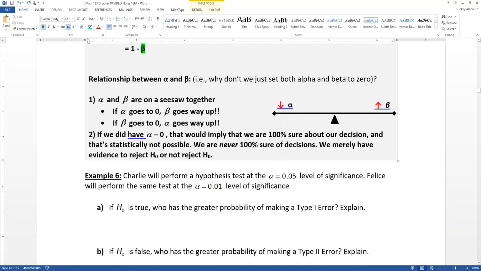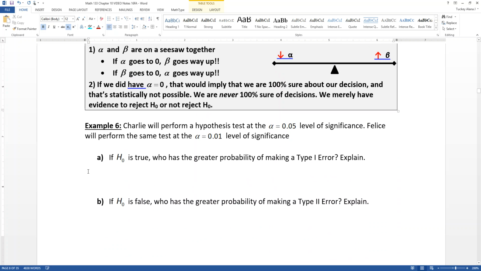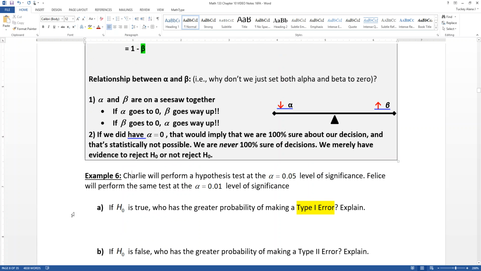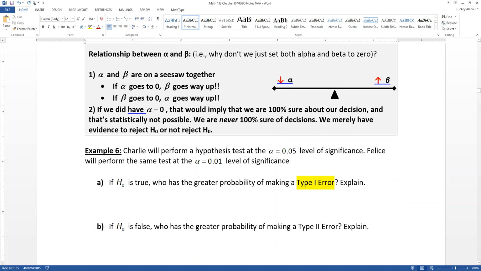Okay, last but not least, just a little quick question about alpha and beta. Charlie is going to perform a test at the alpha equals 0.05 level of significance. Felice will perform it at the 0.01 level of significance. If H naught is true, who has the greater chance of making a type 1 error? A type 1 error is measured by alpha, so that would be Charlie, because Charlie has a higher alpha rate.